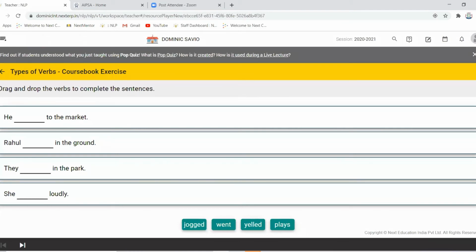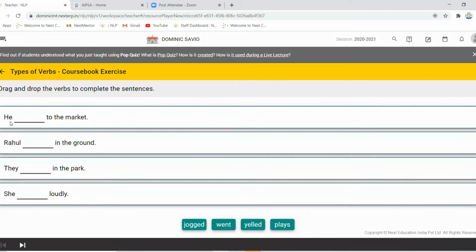Okay, let us see. He dashed to the market. He went to the market, or he jogged to the market, yelled to the market, or placed to the market. What may be the correct verb, which is the action word suitable for this sentence? And the second sentence, Rahul dashed in the ground. Maybe jogged or place, which is the suitable verb or the action word for this sentence?